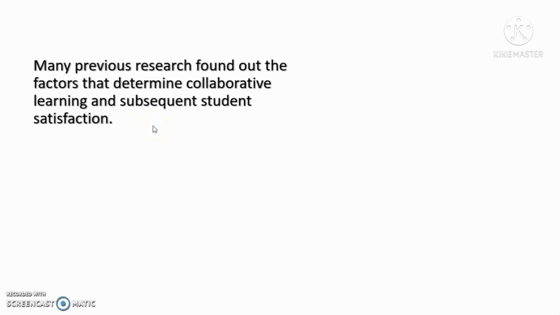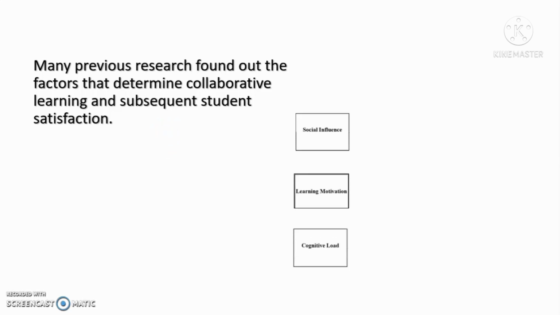Many previous research found out the factors that determine collaborative learning and subsequent student satisfaction. Some of the factors are social influence, learning motivation, and cognitive load.